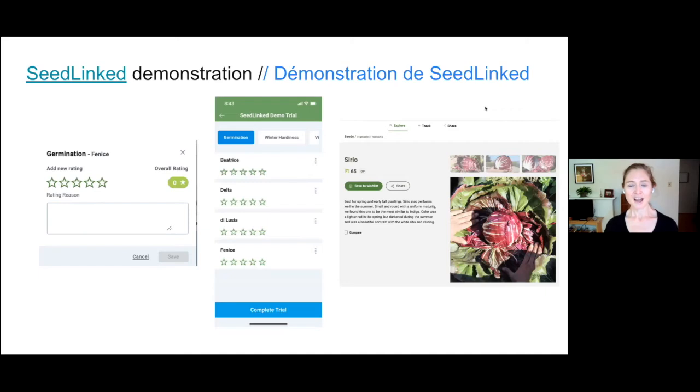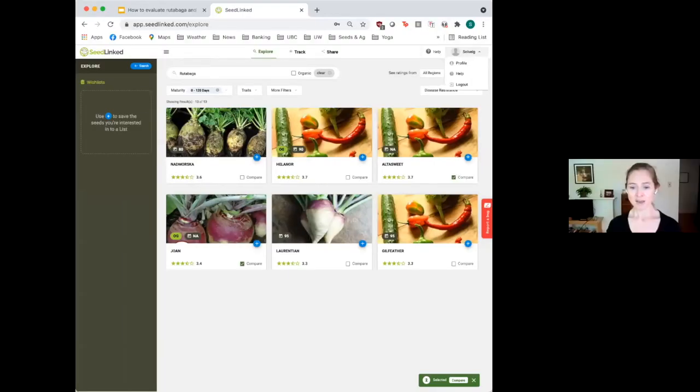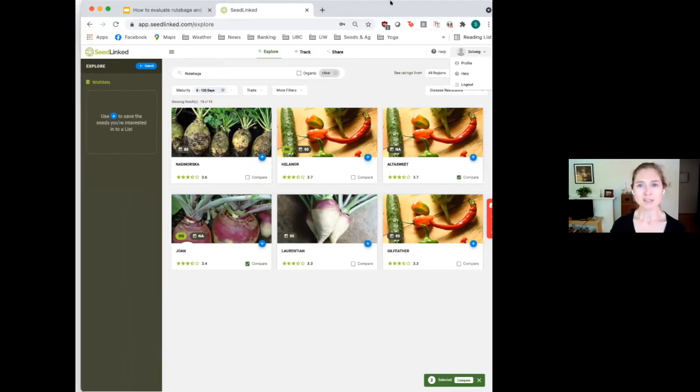All right. Okay, so at this point, I was going to do the SeedLinked demo. So I think at this point, I probably have to share my screen. Okay, so I'm going to share this. Okay, can you see that? Are those thumbs up? I'm trying to expand my window, but maybe that's just not going to work.